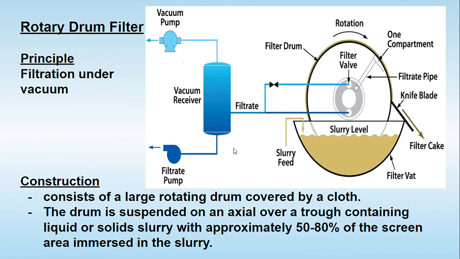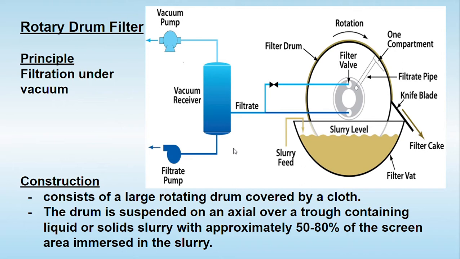Now, the principle of the rotary drum filter is that the filtration is carried out under vacuum. What it means is, as we saw, the rate of filtration can be increased by applying pressure at the inlet or feed point, or by applying vacuum or suction at the filtrate receiver. So in this case, when the filtrate is going to be received, we are applying the vacuum or the suction force.